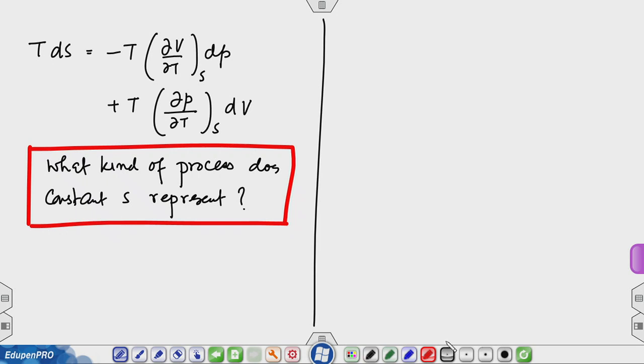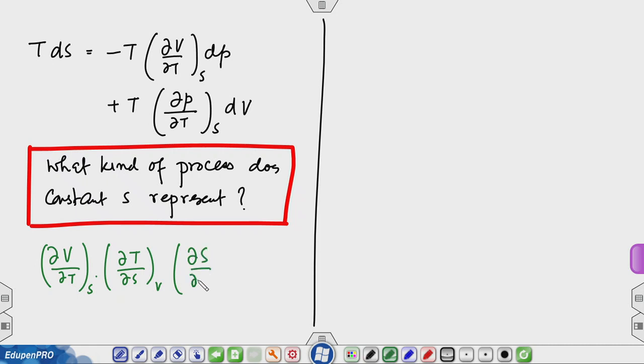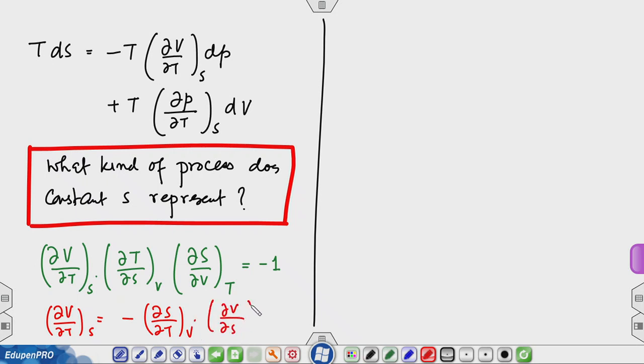Now, we want to convert this into the Cp and Cv. So, let us first start with the relationship of dV dT. That relationship tells you that dV dT at constant S times dT dS at constant V, and you can see that dT dS is the inverse of dS dT. So, it is going to be related to Cv because this is being done at constant V, and dS dV at constant T is equal to minus 1. So, I get dV dT at constant S is equal to minus dS dT at constant V times dV dS at constant T.